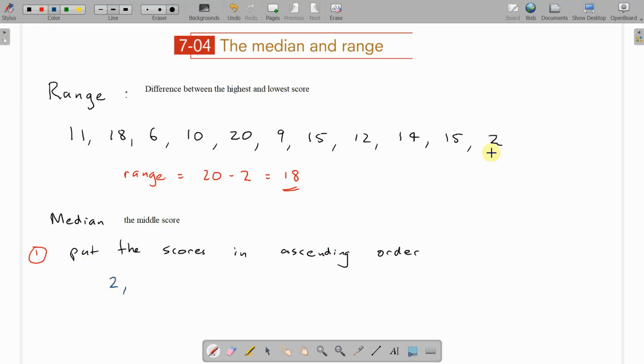So we'll go with 2. What's next? 6. 9. What's next? 10. Oh, I forgot the 10. There we go, a good example of why you need to do it carefully. Then 11, 12, 14, 15, there was another 15. What's left? 18 and 20. Okay, there's our scores in order.